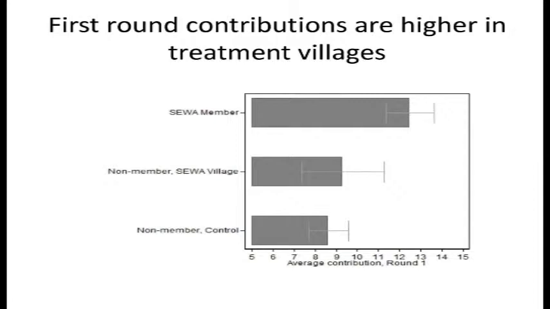Well, at the top, we have the average contribution in round one of Seva members. The second part is non-members, but in Seva villages. And the lower part is non-members in the control villages with no Seva presence. As you can see, averages are the highest among Seva members and the lowest within the control villages. The differences are always statistically significant if we compare Seva members to the others, and there are quite substantial differences in terms of the contributions, as we can anticipate in this case.